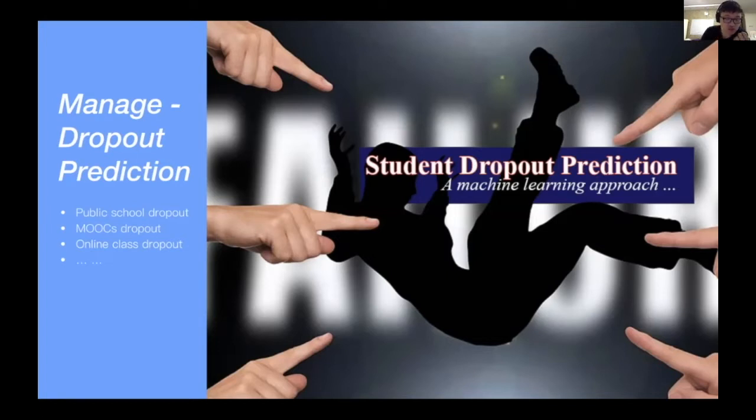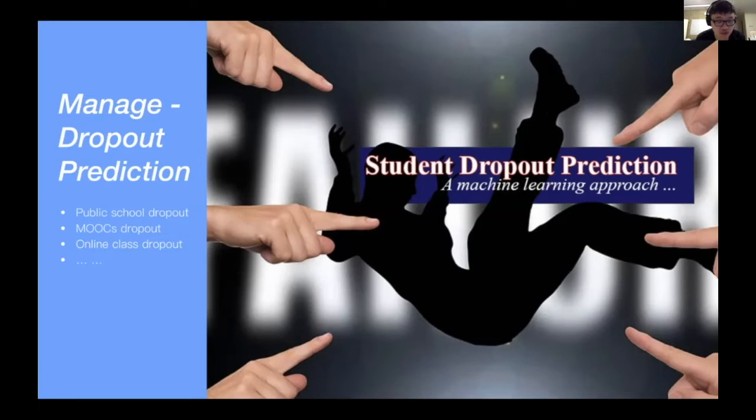Dropout prediction is kind of an old topic. People do dropout prediction in public schools, which usually relies on GPA and other information. And people also do dropout research on MOOCs. MOOCs became popular about 10 years ago, and a lot of people watch videos on MOOC platforms like Coursera. A bunch of research tries to analyze user behavior on the MOOC platform and build machine learning models to predict dropout.